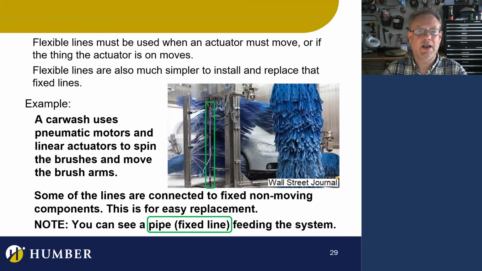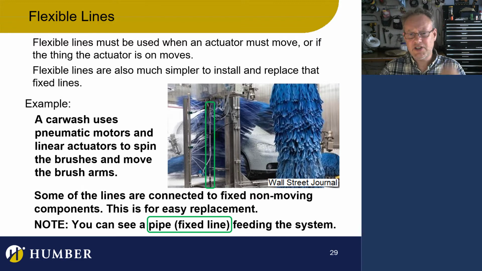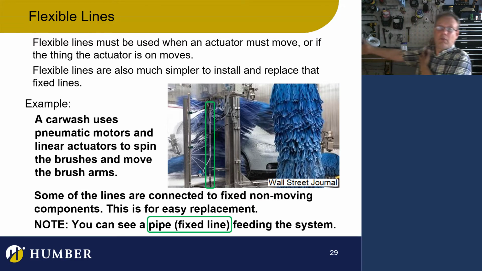So let's take a look at pneumatic lines: flexible lines and fixed lines. This is a situation where there's a swing arm that's pressing, like we talked about in a car wash, and there's an actuator pulling it and pushing it. As that goes, the actuator is physically moving. I've got a pneumatic motor on the end of this thing that's spinning a brush, and I've got to move it. How do I get air to a pneumatic motor on an arm that's moving? I use a flexible line.